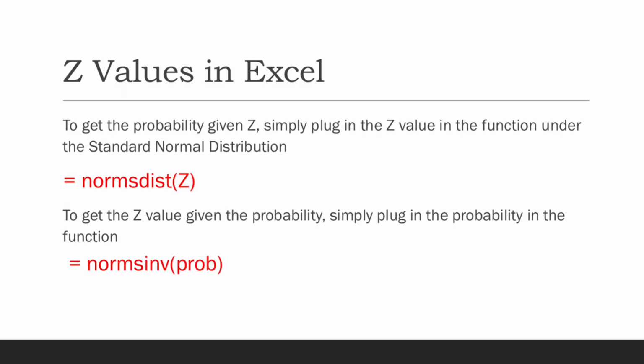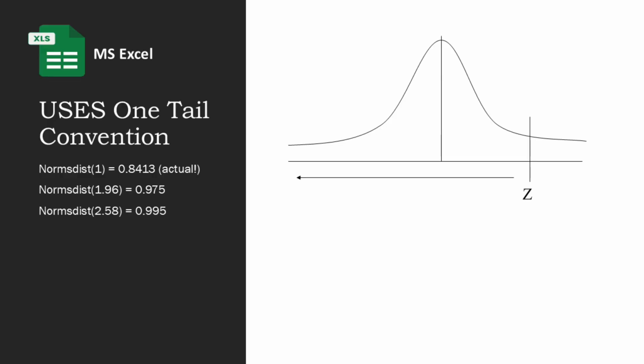Using z-scores in Excel. In Excel, we can easily use formulas that compute the z-scores or the reverse of probabilities. So just use the function NORM.S.DIST to find the probability from z, and NORM.S.INV to find z given the probability. For example, NORM.S.DIST of 1 gives 84.13%, meaning 84.13% of the values are to the left of positive 1 standard deviation.